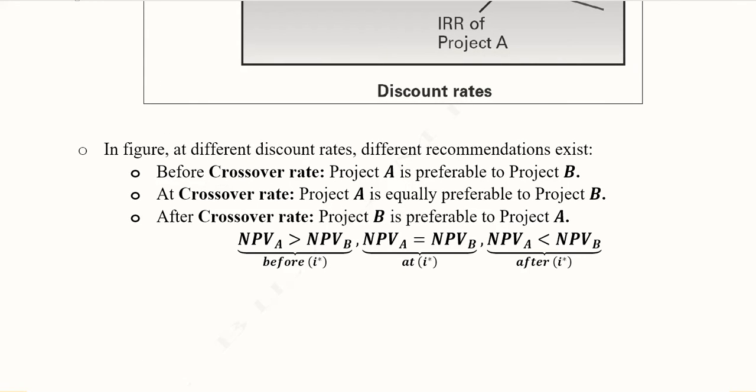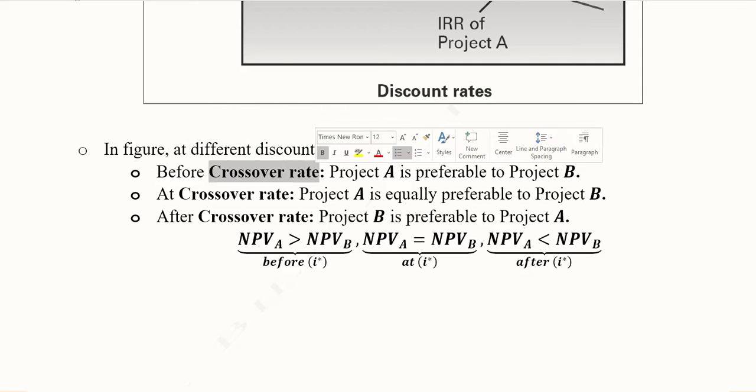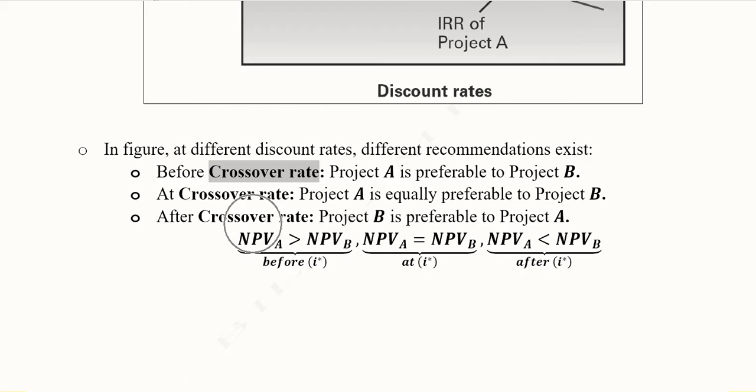These are the same things that we have understood with the help of the diagram. The crossover discount rate or crossover rate reverses the things, and before it project A is preferable in this diagram, and at it A and B are equally preferable, and after it B and A are in an opposite situation where B is preferable to project A. So these are the various situations in symbolic terms.